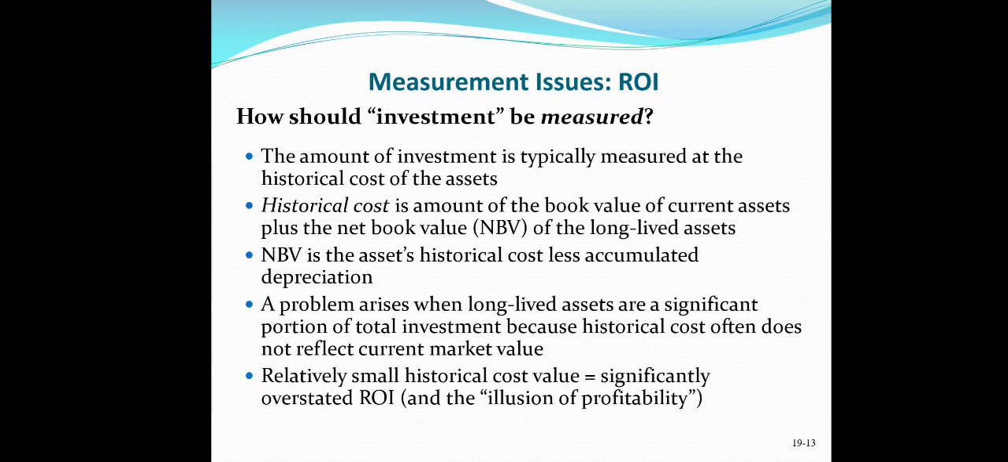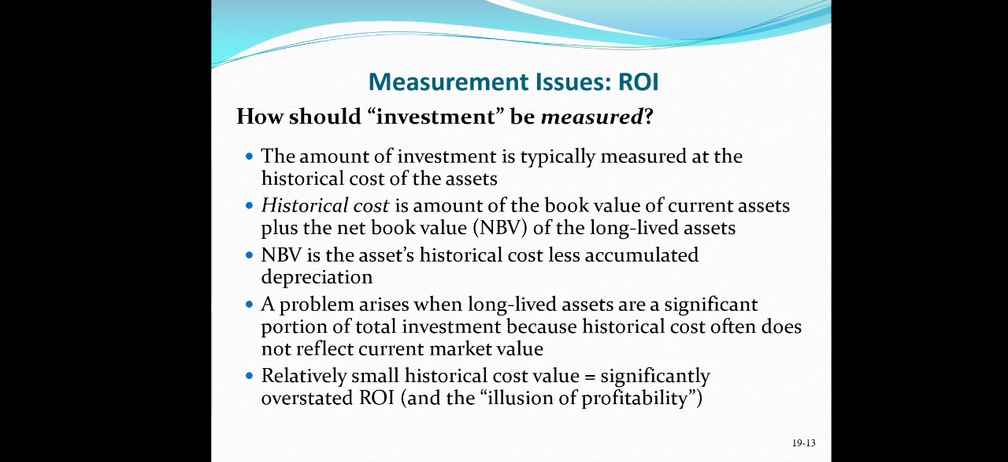How should investment be measured? The amount of investment is typically measured at the historical cost of the asset. So this is the typical one. You learn in financial accounting, an asset has to be recorded at the historical cost. The historical cost is the book value of current assets plus the net book value of the long-lived assets. Net book value is the asset's historical cost less accumulated depreciation. It is an item that you always see when you calculate the depreciation.